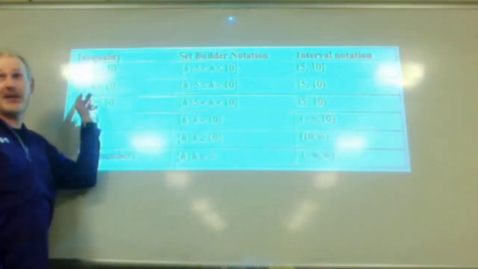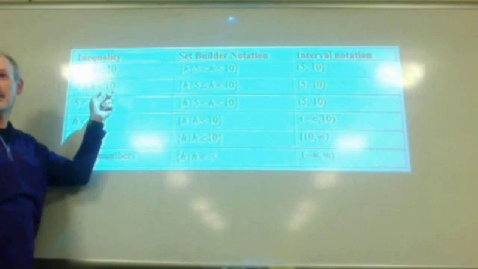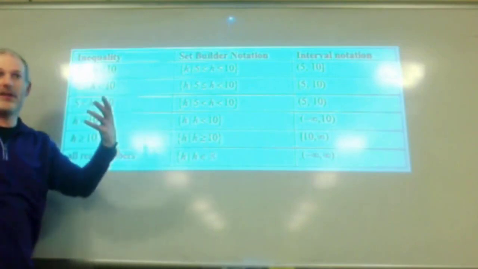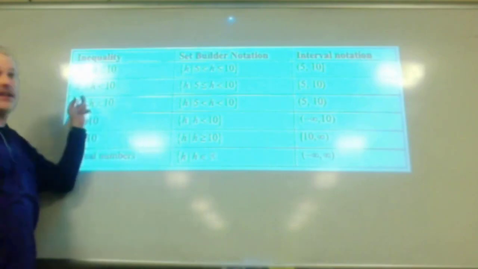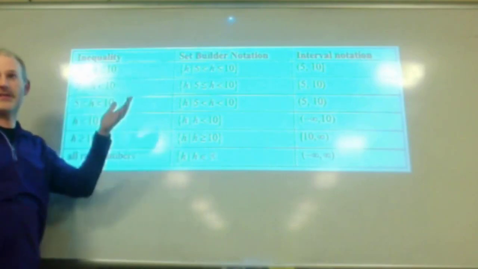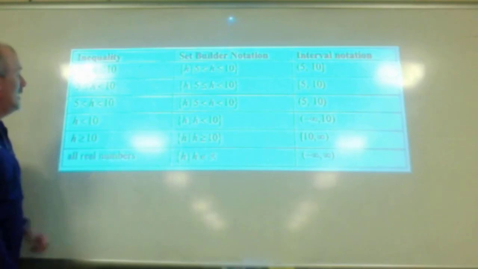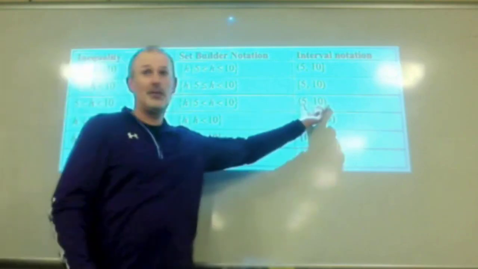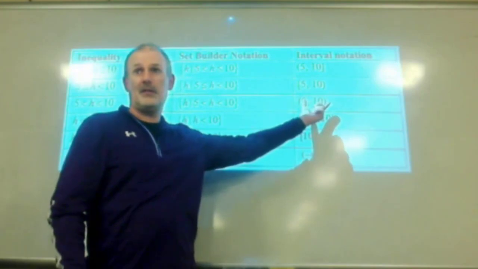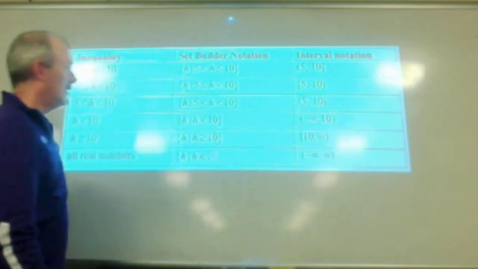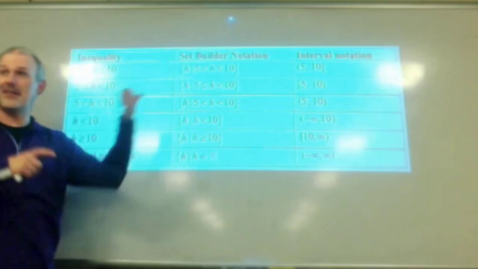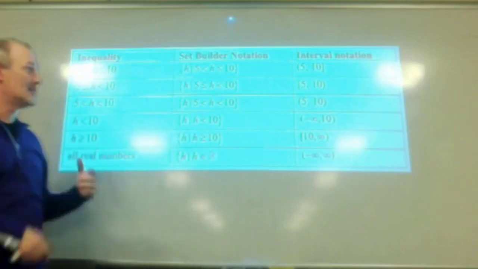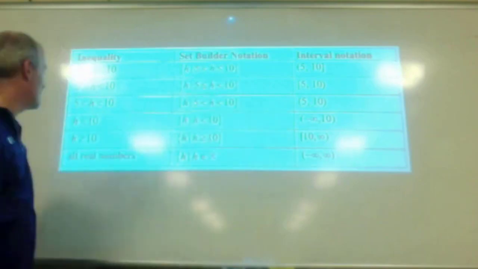Again, boundaries 5 and 10. This time the 5 gets a bracket and the 10 gets a parenthesis. So it doesn't matter which side; whichever one has the equal sign gets a bracket, and whichever one doesn't gets a parenthesis. In this one, notice neither of them has an equal sign, so they're both parentheses. You could also have both brackets. I don't have an example like that, but they could both be brackets if they both had equal signs. So there are all different combinations of parentheses and brackets.